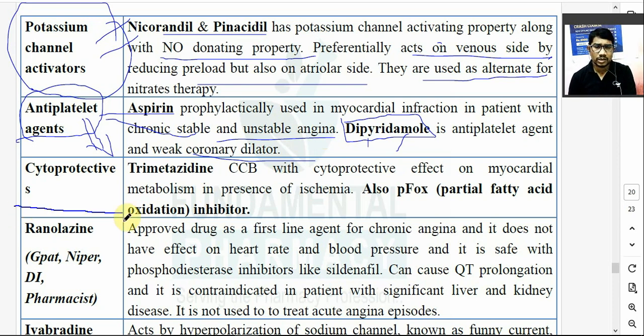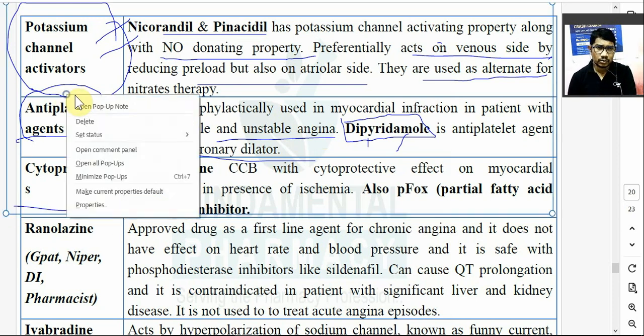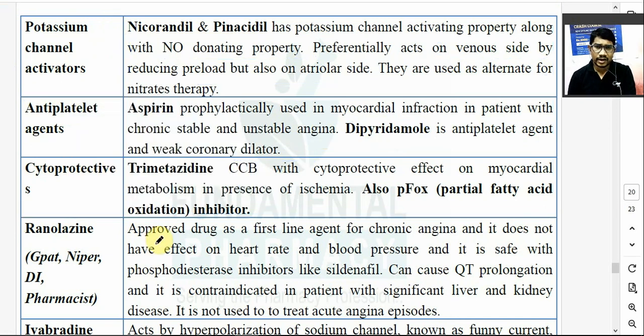So cytoprotective drugs, in that you are going to have trimetazidine and ranolazine. Trimetazidine. Now what is this? So this trimetazidine is also having a calcium channel blocking group. So calcium channel blocker along with a cytoprotective effect on the myocardial metabolism in the presence of myocardial ischemia, and it acts by inhibiting the partial fatty acid oxidase.